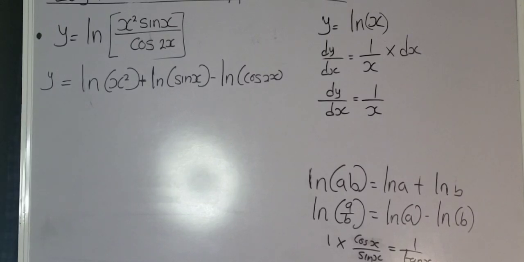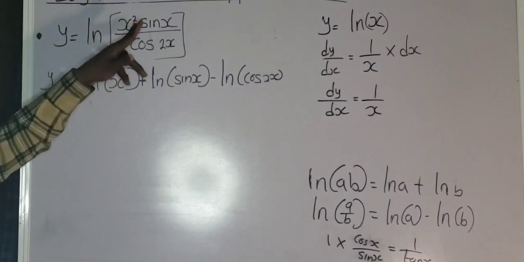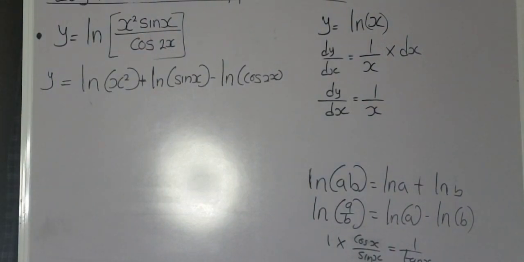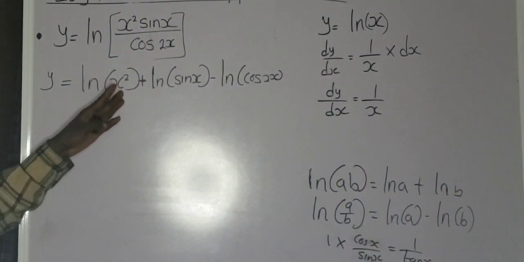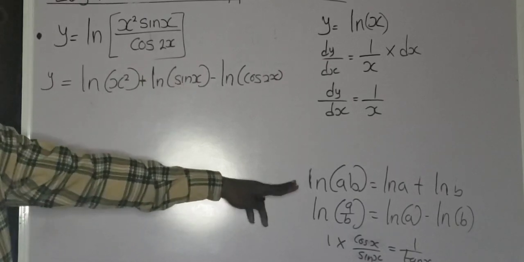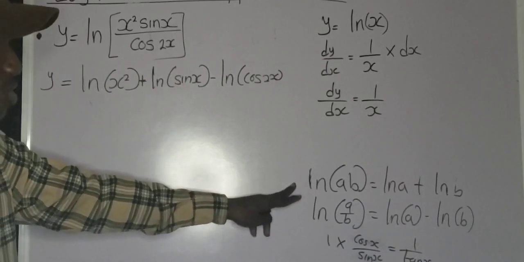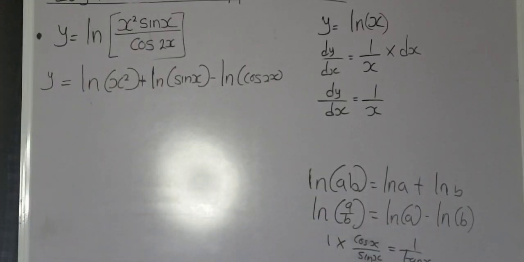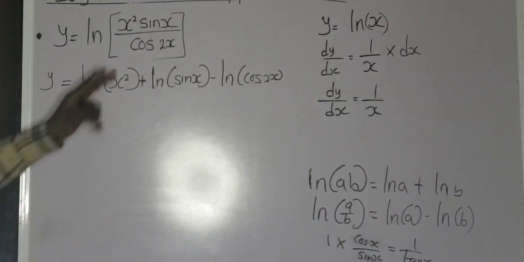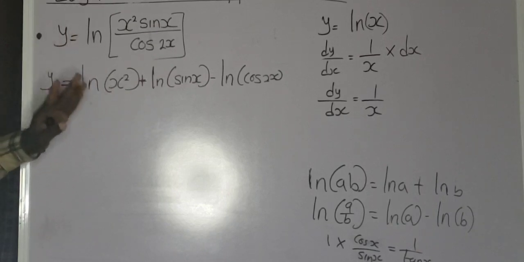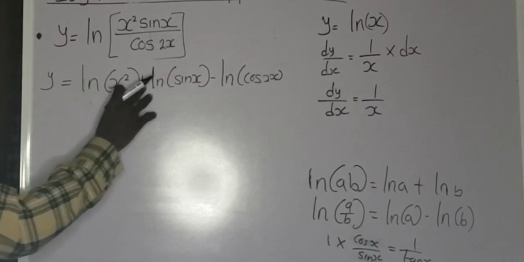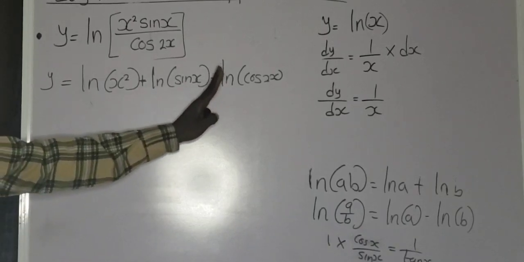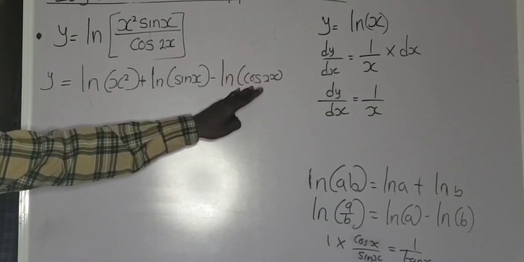Let me explain. Because the sign between x squared and sine x is a product sign, therefore I'm going to have ln x squared plus ln sine x according to this rule. Don't forget, okay? The natural log of the product of a and b is what? Ln a plus ln b. Do you understand? So because the sign between x squared and sine x is a product sign, I'm going to have ln x squared plus ln sine x. Do you understand now?